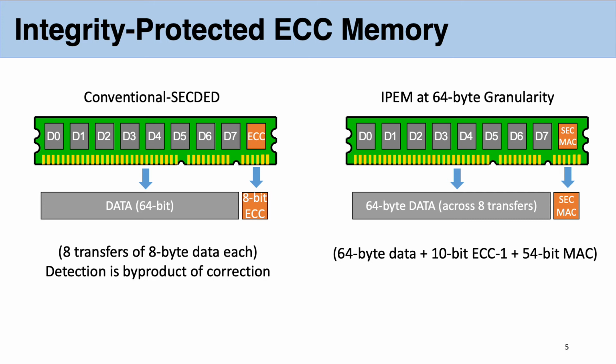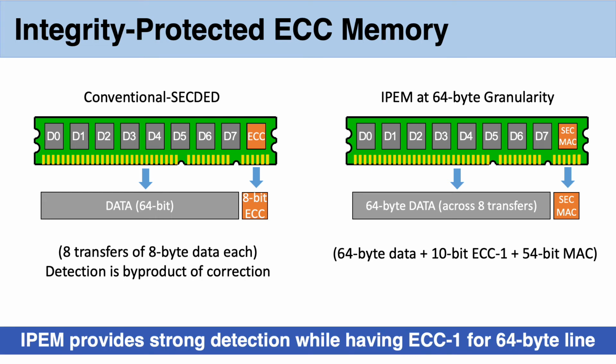We can use 10 bits from that to have single error correction for the line and incorporate a 54-bit MAC, all within the same space, and get strong integrity protection. In practice, the chance of 2 single-bit errors hitting 2 independent words of a cache line is negligibly small. So increasing the correction granularity, from one word to one line, provides similar reliability. But more importantly, with the MAC, we would know if a row hammer failure occurs, and all within the space of conventional SECDED.